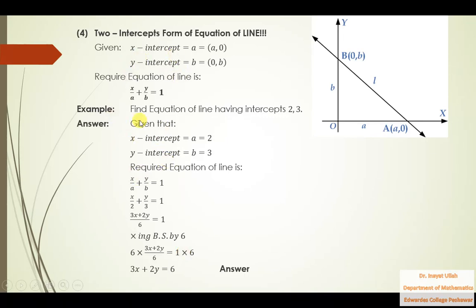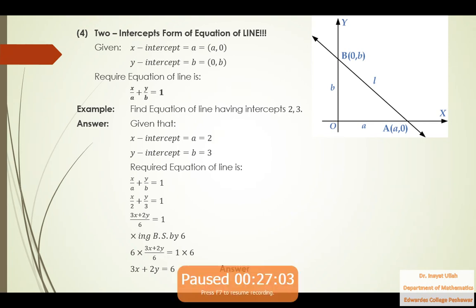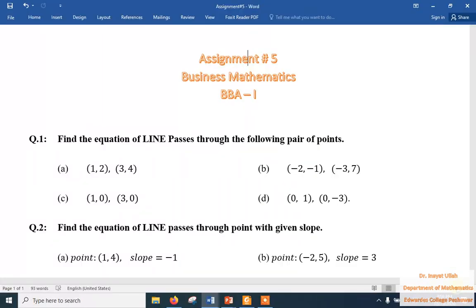So that is the criteria to find the equation of a line whenever two intercepts are given to you. That is the fourth type to find the equation of a line. Now this is the time for an assignment. The assignment is designed for you to cover all 4 forms of the equation of a line. So let's have a glance at that assignment. That is assignment number 5.